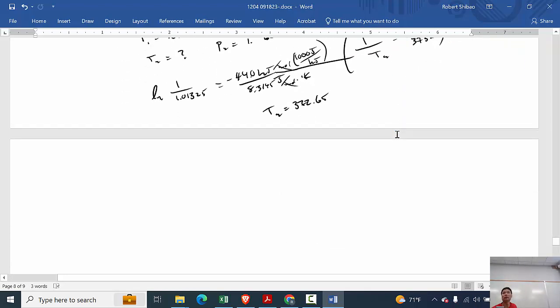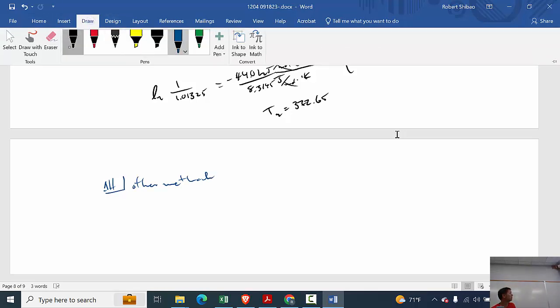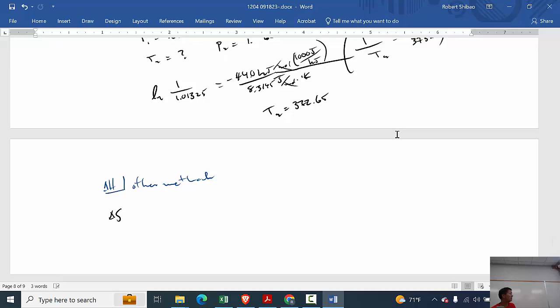Now, let's see. 3 minutes? Okay. What we want to know is this. We already talked about delta H, but what about delta H for other things? Other methods. Probably look at that, but what we're going to do is look at delta S. Appendix D is great for delta S calculations, but let's look at delta S other calcs.